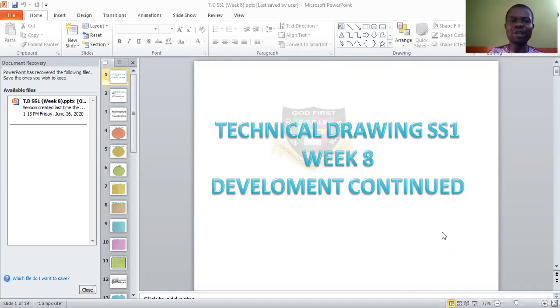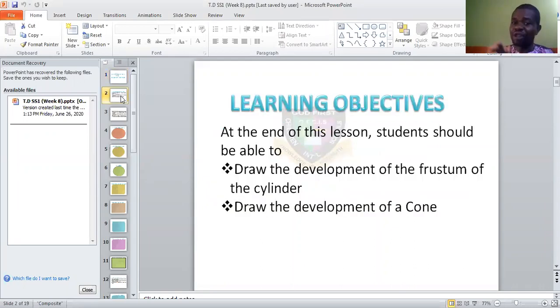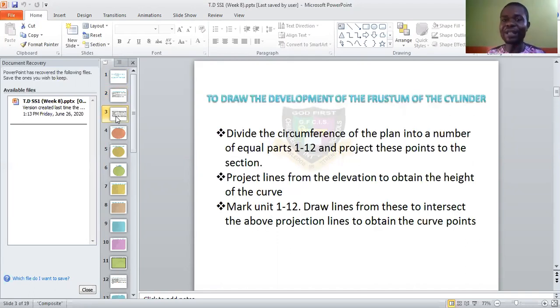We will not fail to share the objectives. Even if I told you with my mouth, you still need to see what we need to achieve. At the end of this lesson, you should be able to draw the development of a frustum of the cylinder and then draw the development of a cone. These ones we have for today are other examples added to what we have done before. They still mean development. We have procedures to draw the development of the frustum of the cylinder. These are the steps. We normally give you the steps and then we do the drawing.